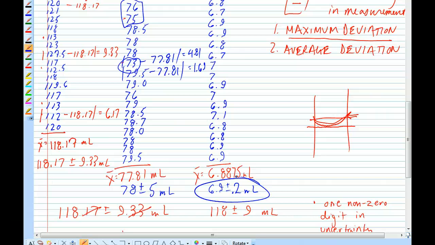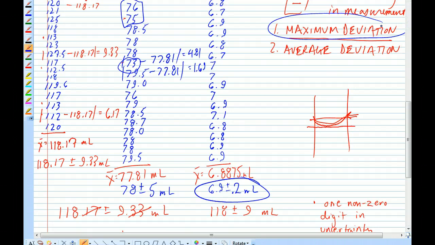It's much more repeatable. You guys almost all read the same volume, pretty much within 0.1 or 0.2. Whereas when you look at this thing, you were all over the board, right? So I would not want to use this. This is not precise. This, however, is very precise. So that's the maximum deviation method. You just find the greatest deviation from the mean.